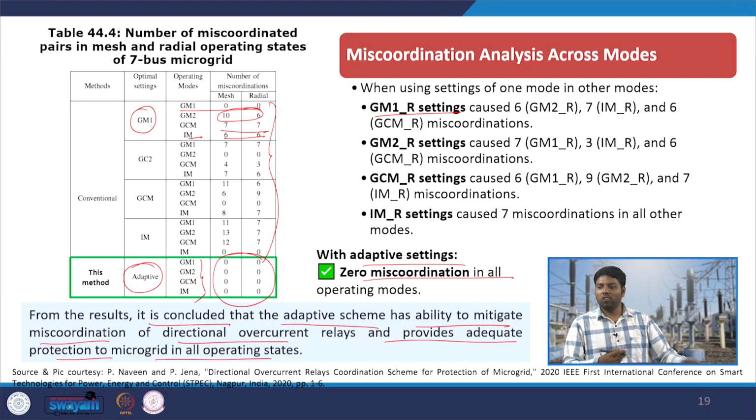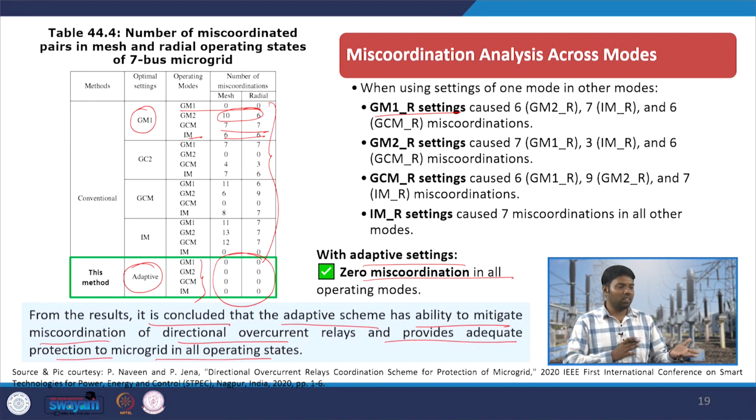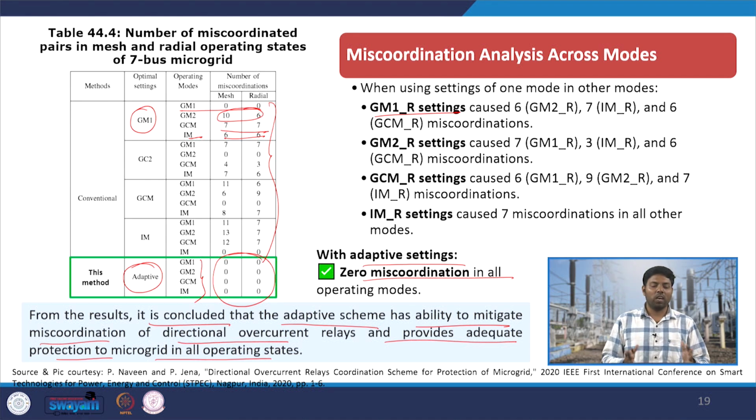So, whenever with DERs you go with the relay coordination, because with DERs your system configuration or system connection with the main upper grid can change rapidly. If you have a DER, at that time you cannot go with a fixed setting for your overcurrent relays as far as the coordination problem is concerned. So, at that time you have to go with the adaptive setting that keeps on changing depending upon the system situation.